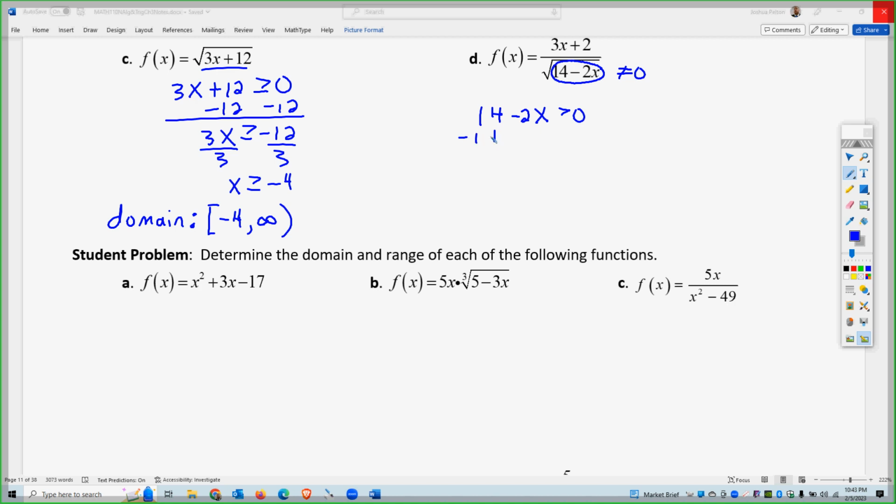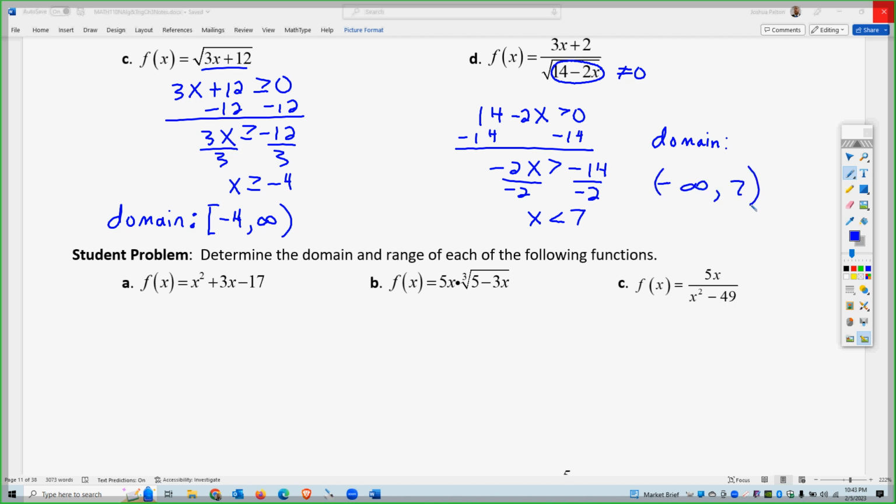So I'm going to subtract 14 from both sides. So negative 2x is greater than negative 14. Move that down. So I'm going to divide by negative 2. So x is less than 7, because remember when you divide by a negative, you switch the sign. So my domain is x less than 7, so negative infinity to 7, right, because it's less than 7 and not including 7. Okay, pause the video, try the student problems for yourself.